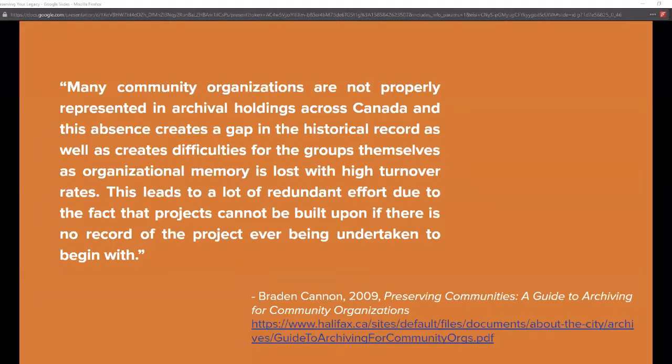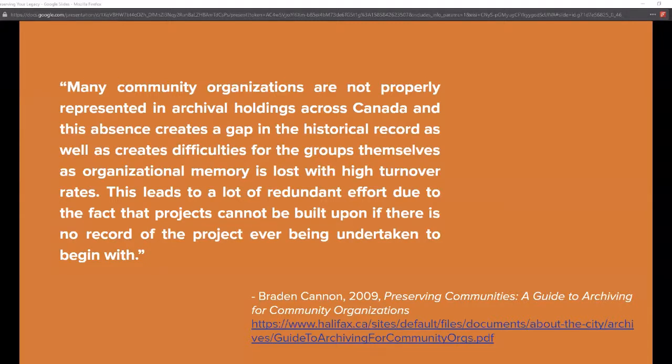Braden Cannon, who was working for the city of Halifax and the Nova Scotia Archives at that time, was writing about preserving the records of community groups. And so this is really important to our project and probably what you're experiencing as well. Many community organizations are not properly represented in archival holdings across Canada. This absence creates a gap in the historical record, and it creates difficulties for the groups themselves as organizational memory is lost with high turnover rates.